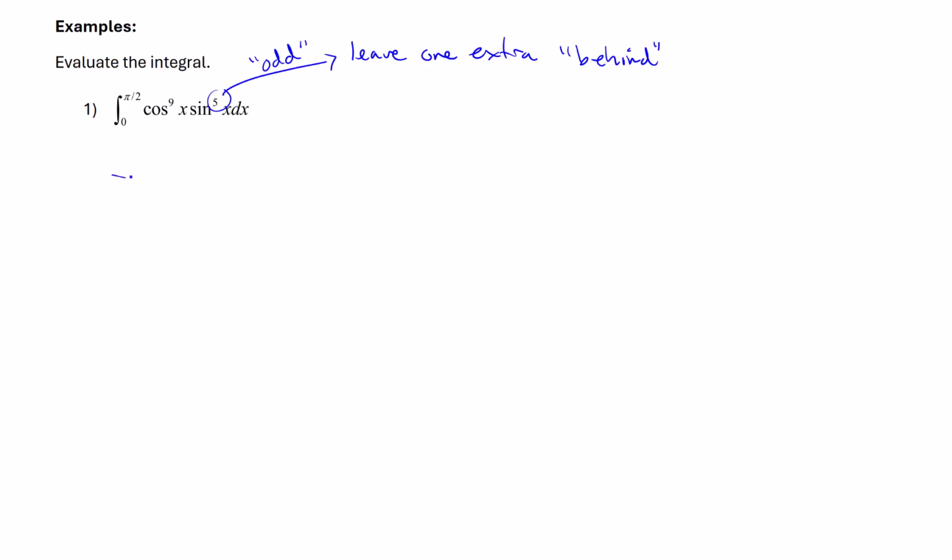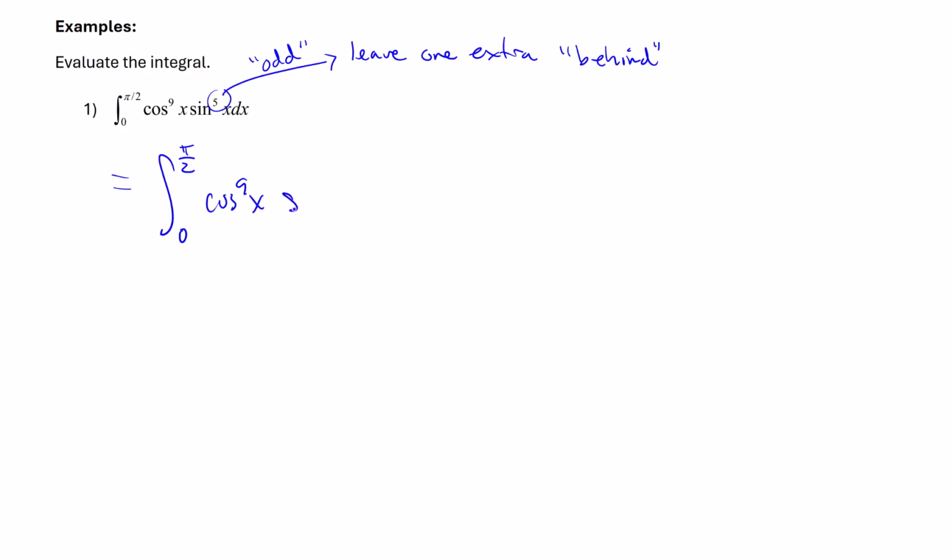Let's rewrite this entire integral as it was given, from 0 to pi over 2. Those bounds are just staying as they are for now. Then we had cosine to the 9th x. I'm just copying that down. And as I said, you might be able to pick on cosine just as well as sine in this one. I'm going to pick on sine, though, as mentioned. So instead of sine to the 5th, remember I said it's odd, so let's leave one extra behind. Well, what do I mean by that?